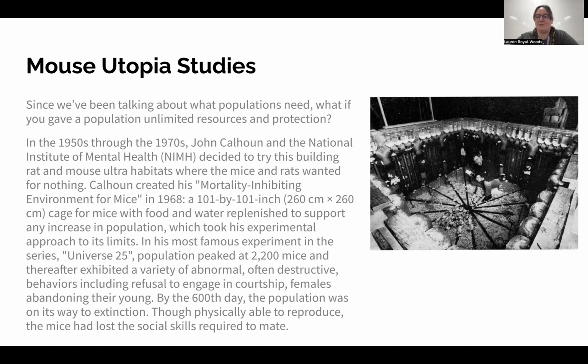So mouse society was breaking down in Universe 25. By the 600th day, the population was on its way to extinction because the females had forgotten how to take care of their own kids. Even though they were physically able to reproduce, they had lost the social skills to mate. They'd just attack each other.